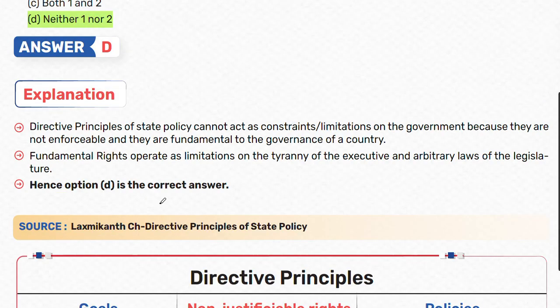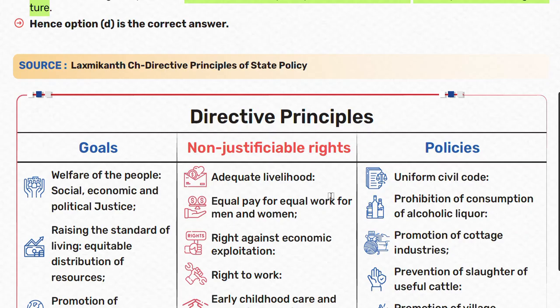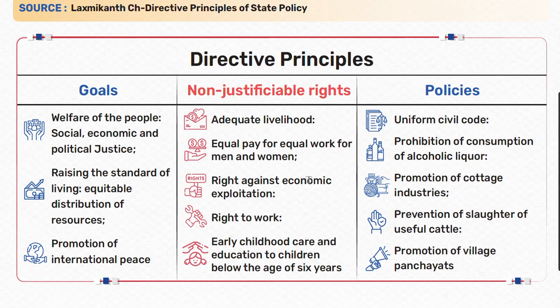That the directive principles of state policy cannot act as a constraint or limitation on the government because they are not enforceable, though they are fundamental to the governance of a country. Fundamental rights operate as a limitation on the tyranny of the executive and arbitrary laws of the legislature. Now, directive principles are non-justiciable policies in UCC, prohibition of consumption of alcoholic liquor, promotion of cottage industries, prevention of slaughter of useful cattle.